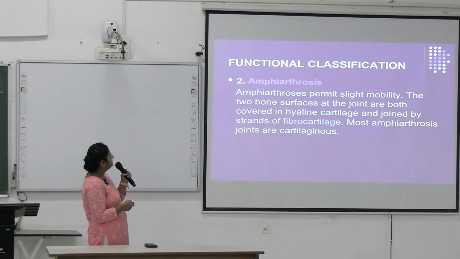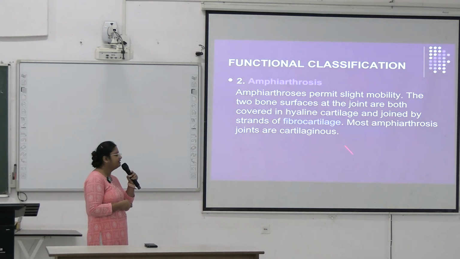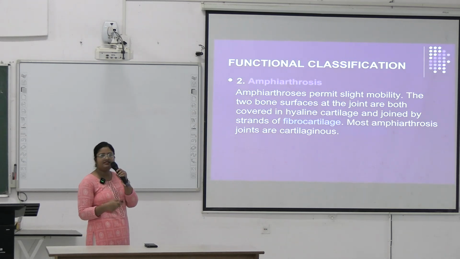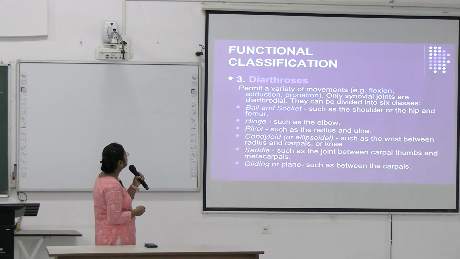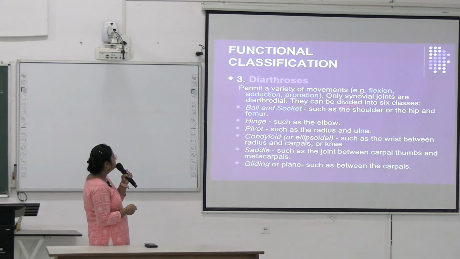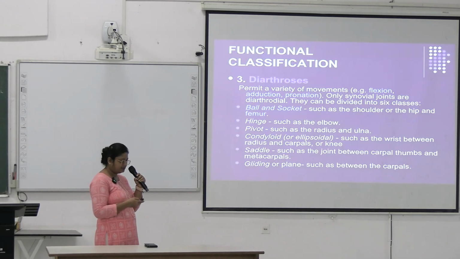Now, amphiarthrosis permits slight mobility. Two bone surfaces at the joints both are covered with hyaline cartilage and joined by strands of fibrocartilage. And most amphiarthrosis joints are cartilaginous, secondary cartilaginous joints mainly. Next is diarthrosis. These are the synovial joints, permitting a variety of movement: flexion, adduction, pronation. Only synovial joints are diarthroidal, and they can be divided into these types. We have discussed these types.